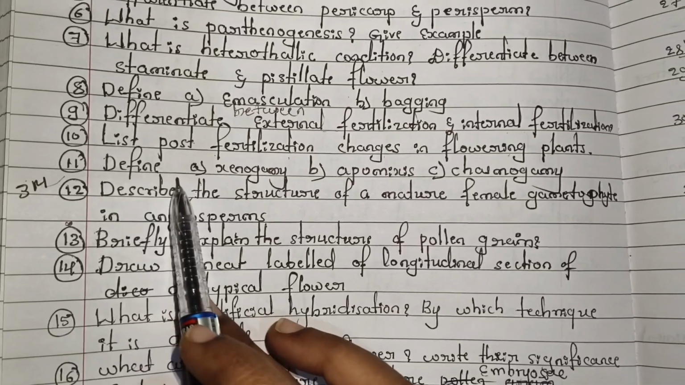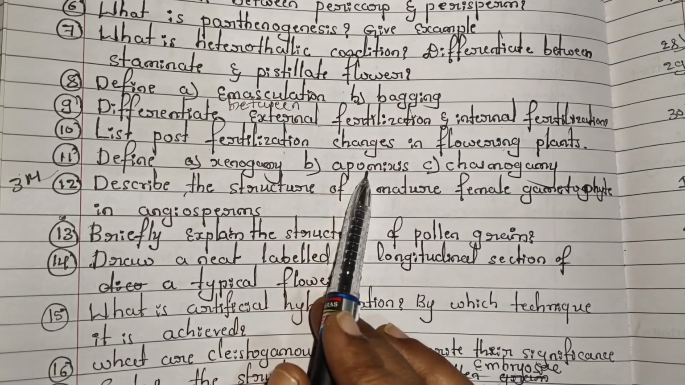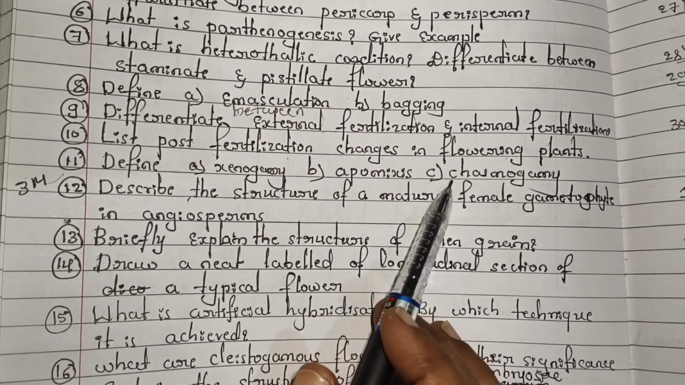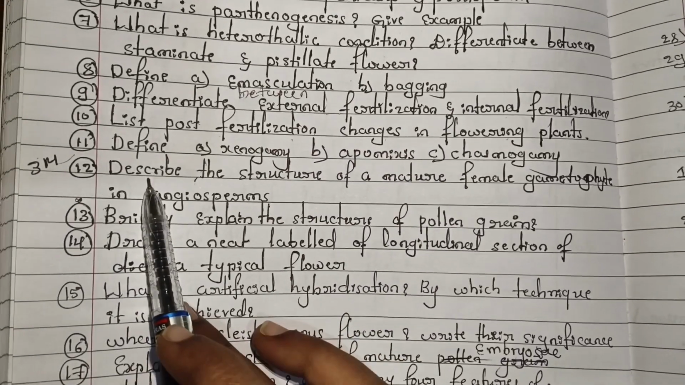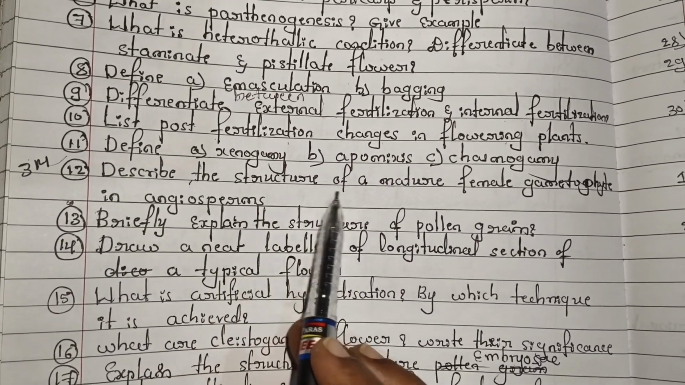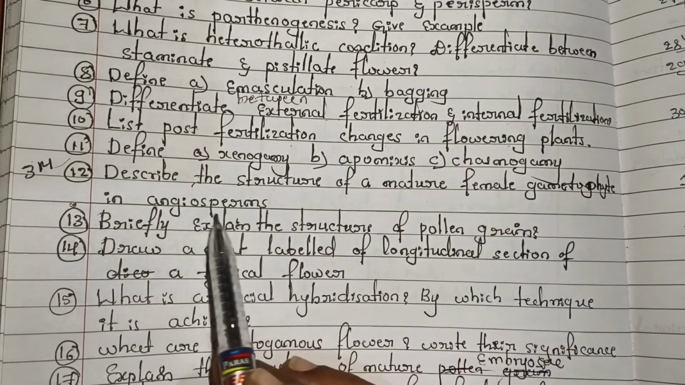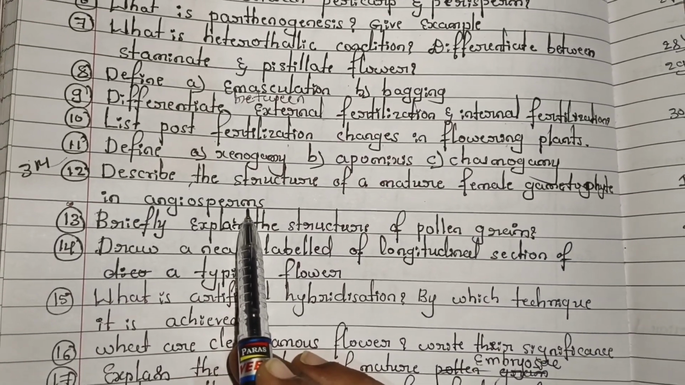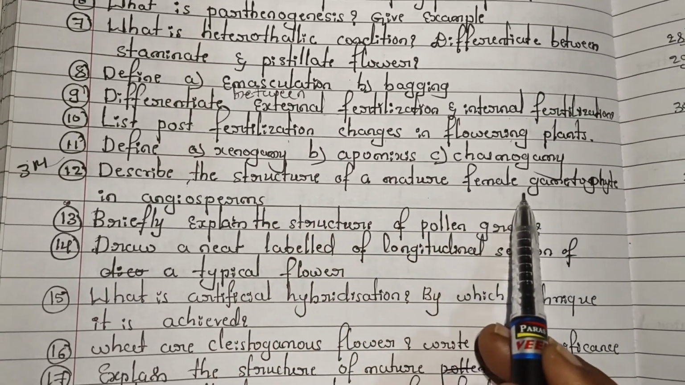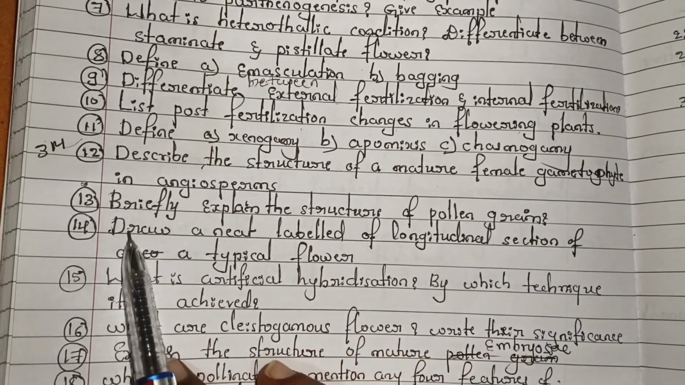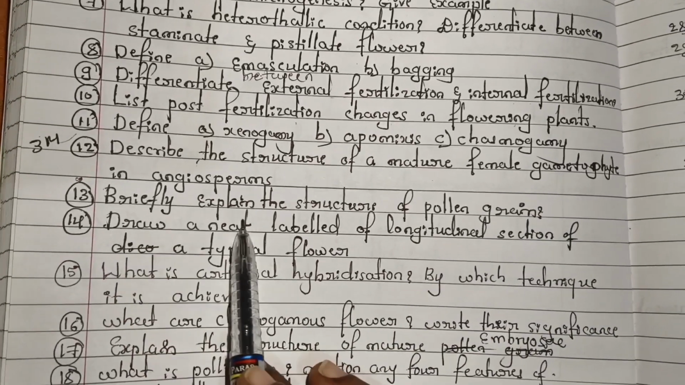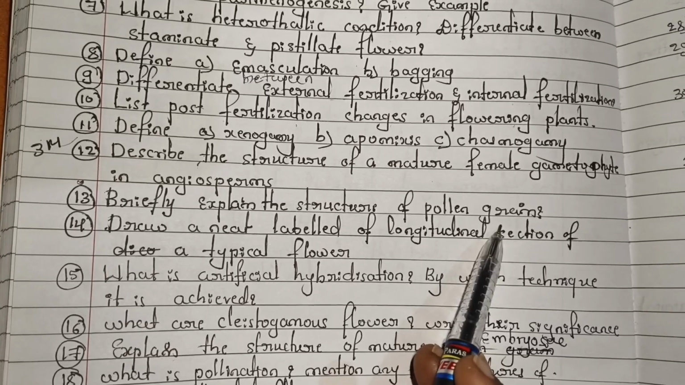Next, the 11th question: define geitonogamy, apomixis and chasmogamy. Next, the 12th one: describe the structure of a mature female gametophyte in angiosperms. You have to write about the female gametophyte; a mature female gametophyte means the embryo sac. Next, the 13th one: briefly explain the structure of a pollen grain.